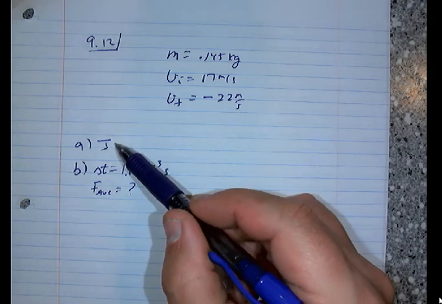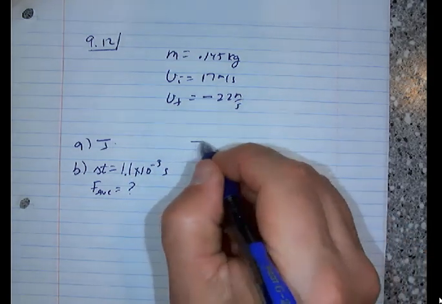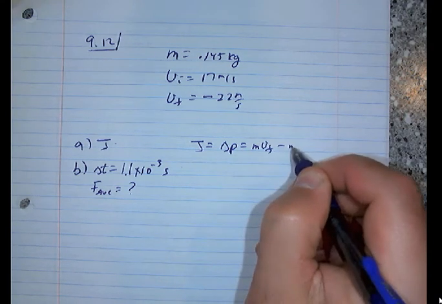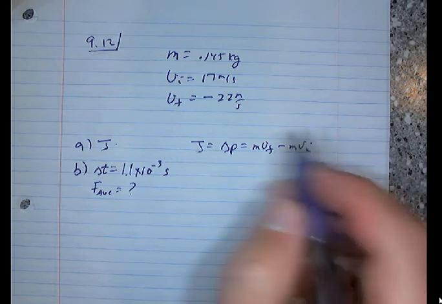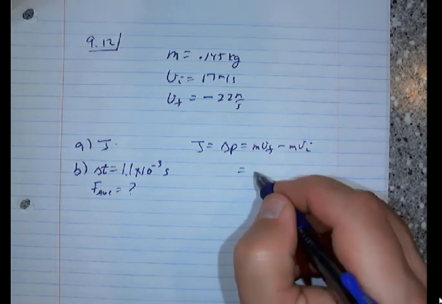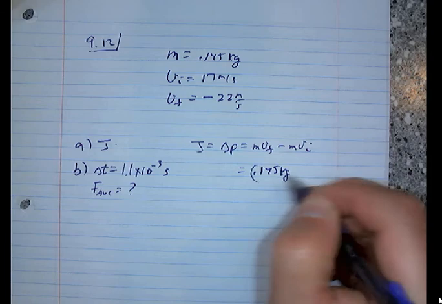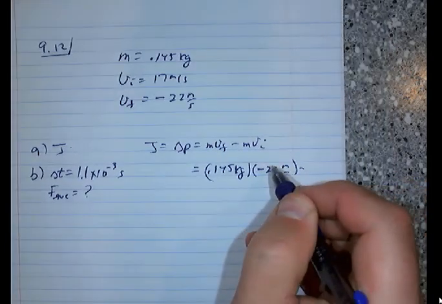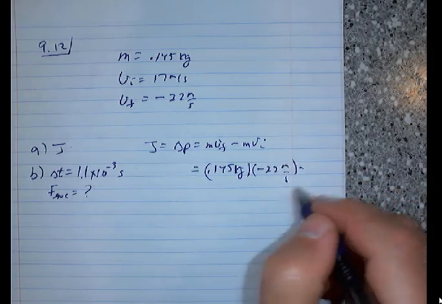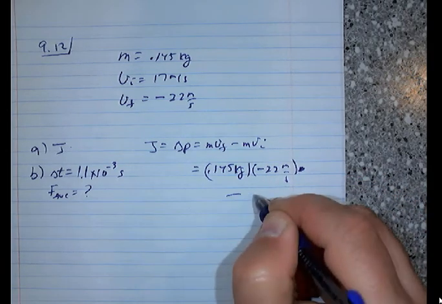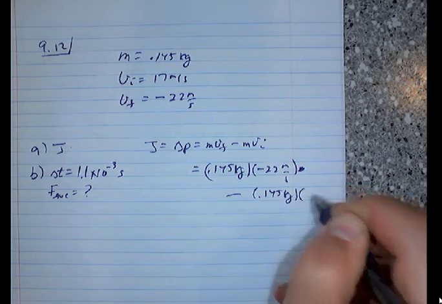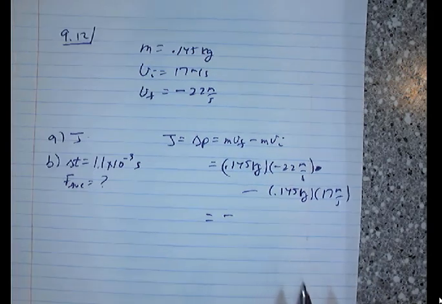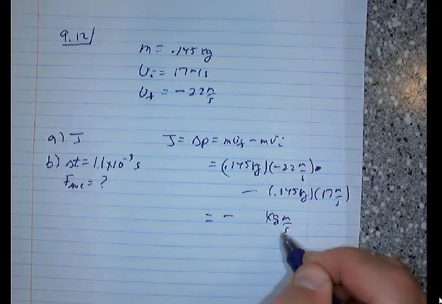Okay, so the magnitude of the average impulse. The impulse is just the change in momentum. So mv final minus mv initial. And we just want the magnitude of this. So this will be 0.145 kilograms times negative 22 meters per second. And then minus, I'm going to run out of room, so let me write it over here. Minus 0.145 kilograms times 17 meters per second. This will come out to be negative. We just want the magnitude of it. So what you want to enter is just the magnitude.